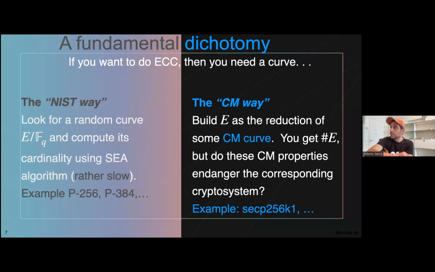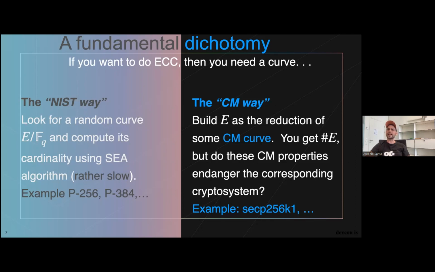If you want to do elliptic curve cryptography, then what we need is a curve. Now, how do we find this curve? We basically have two ways to find an elliptic curve that's suitable for cryptography. The first way is what I call the NIST way, because it's how NIST found the curves used in TLS. So the famous P256 and so on were found this way.